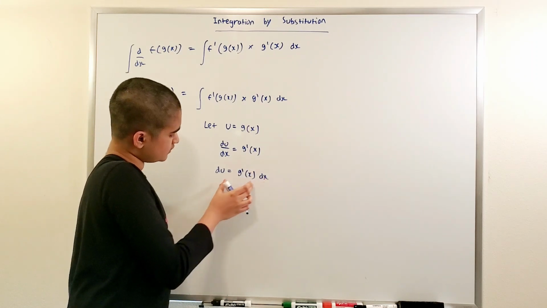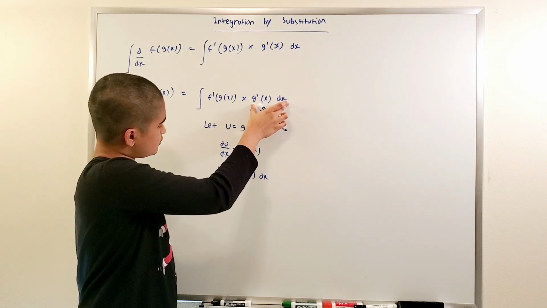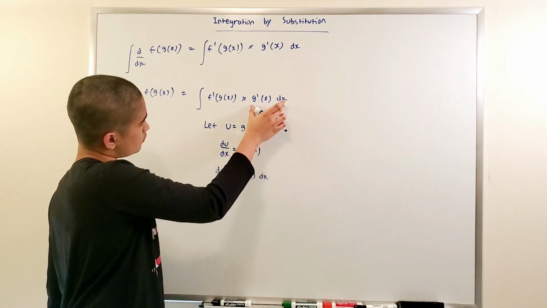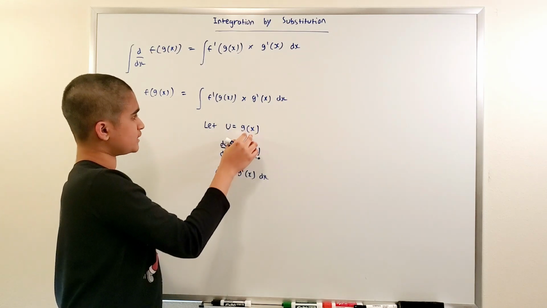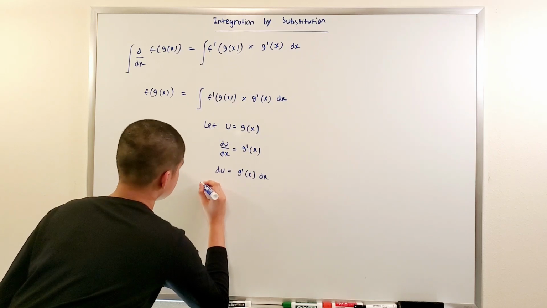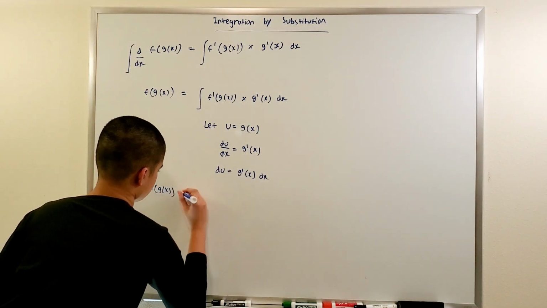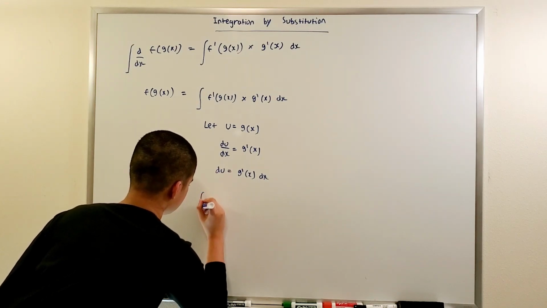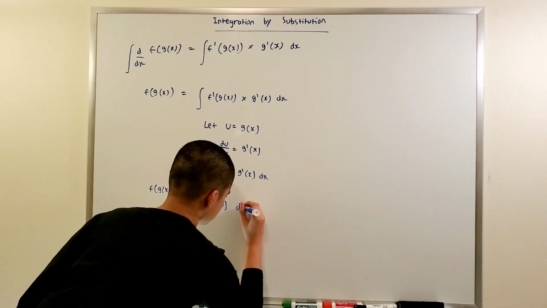Note that this is the same as this part of my integral. So I can substitute this du for this over here, and I can substitute u for g of x. Doing so, we get that f of g of x is equal to the integral of f dash of u du.